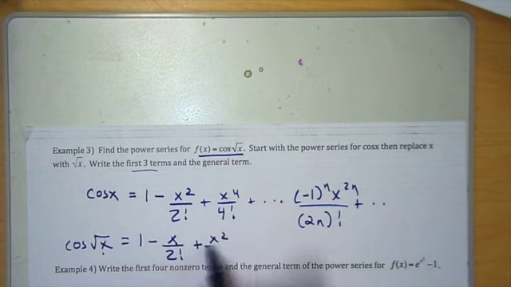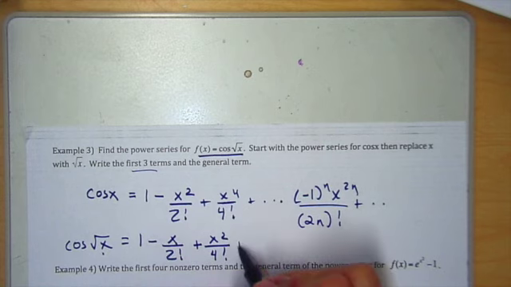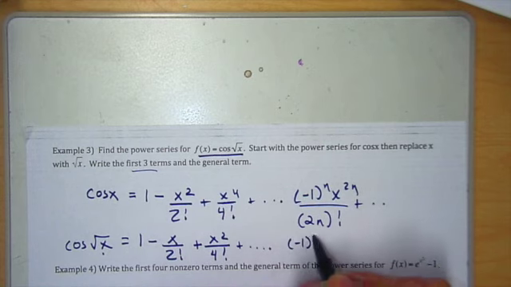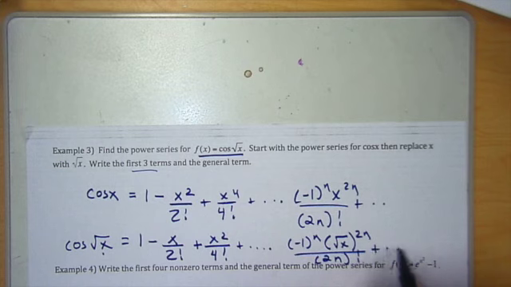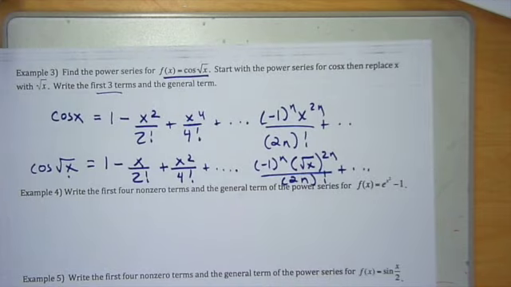This becomes this. So there's my first 3 non-zero terms, and you can do the same thing for the general term. So instead of x, just go ahead and replace with square root of x, and there's my new general term. And you can leave it like this. It does not necessarily need to be simplified. Okay, let's try the next one.